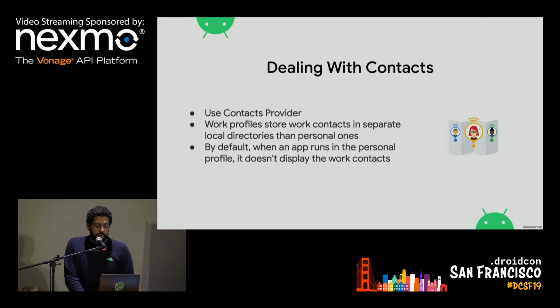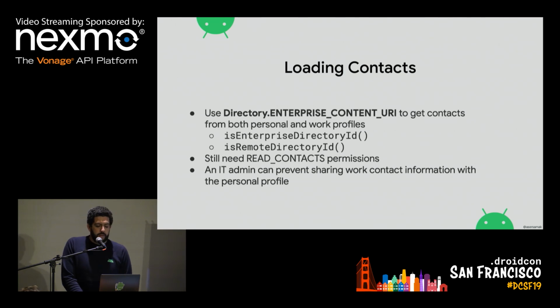Okay, so with contacts, if your app is dealing with contacts, then you're probably using a contacts provider. The problem here is that work profiles separate work contacts from personal contacts. So if your app loads personal contacts fine, and you try to run that in a work profile, it might not load anything at all. And if you run it in a personal profile, it will not load any work contacts at all, which might be okay for some use cases, but some users might expect to have access to work contacts in their app as well. So to do that, you would need to use the correct content URI with your contacts provider.